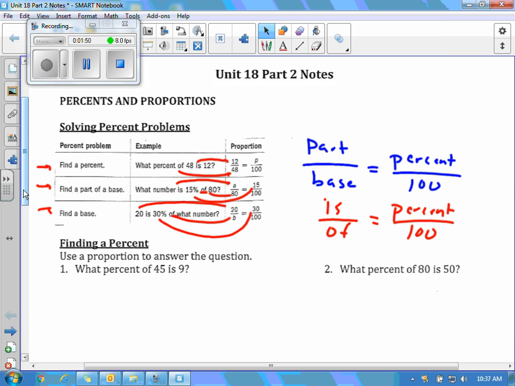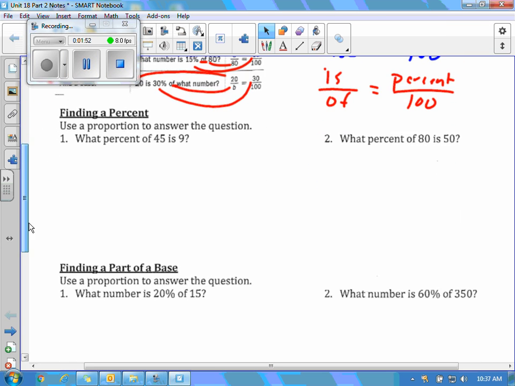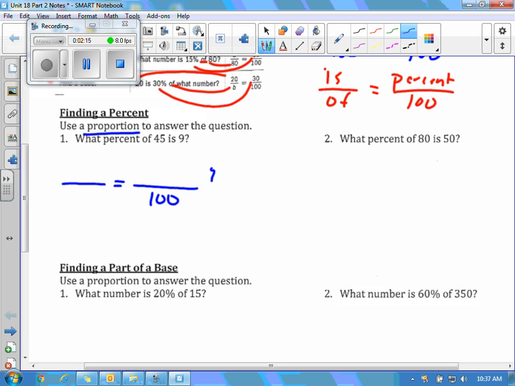So let's look at some examples of this. The first thing we're going to do is find the percent. It says use a proportion to answer the question. If it tells you to use a proportion, you have to use it. It says what percent of 45 is 9? So again, we're going to have a proportion. We know the bottom right is going to be 100. The top right is going to be our percent. Top left is "is." Bottom left is "of."